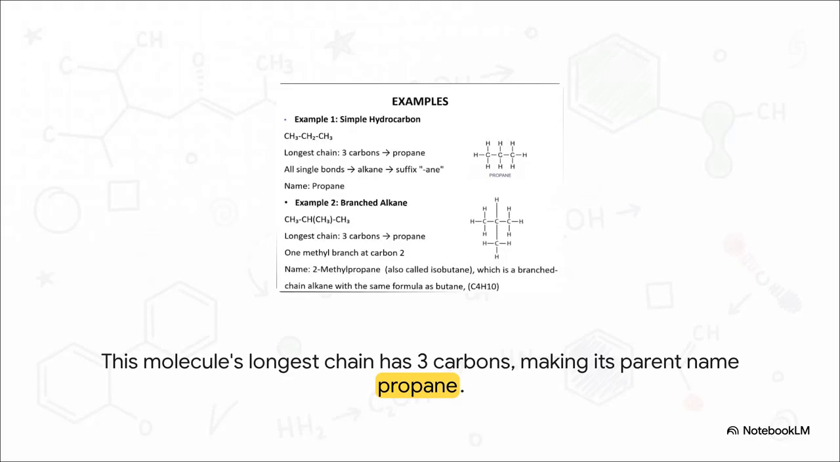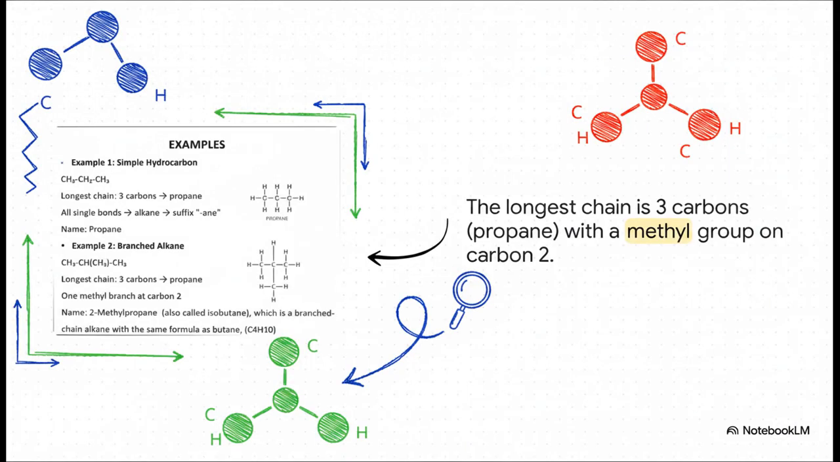Let's give it a shot. Take a look at this molecule here. We just count the carbons in the longest chain. 1, 2, 3. Okay, the parent name for 3 carbons is prop, and since all the bonds are single bonds, it's an alkane, so we add the ane ending. Boom, propane. See? Simple. Okay, now let's level up just a little.